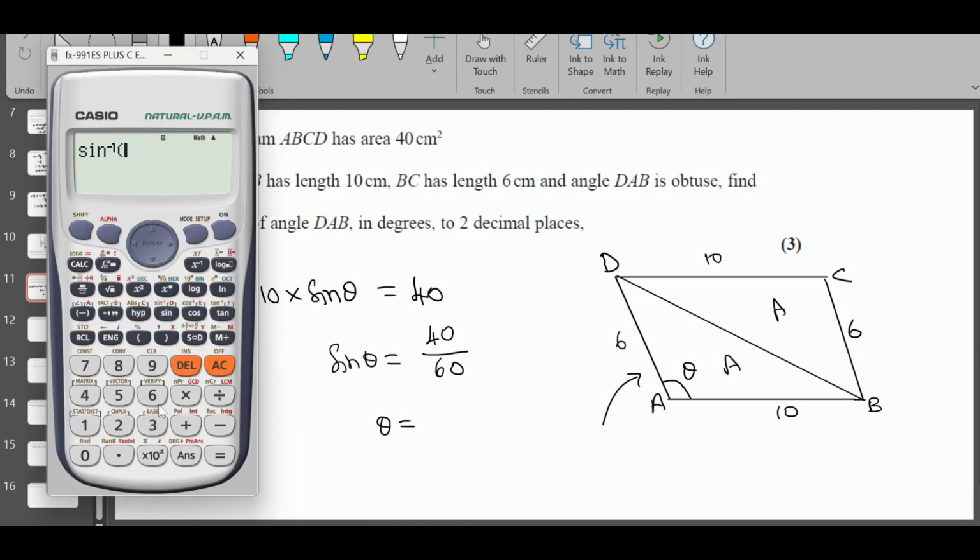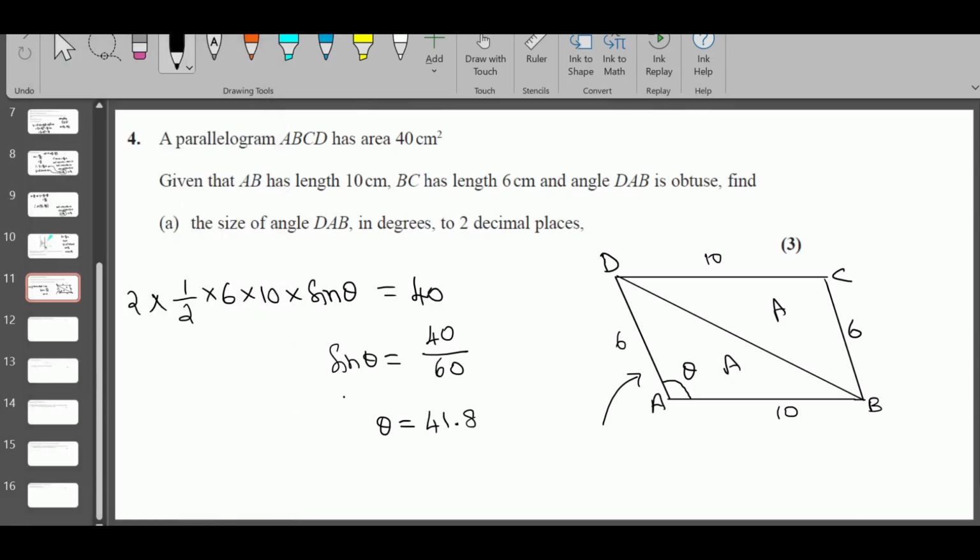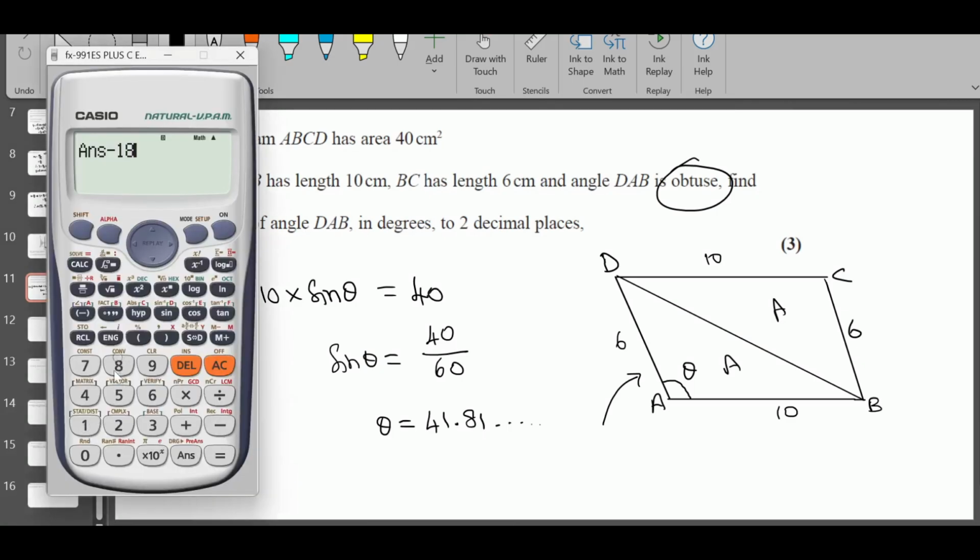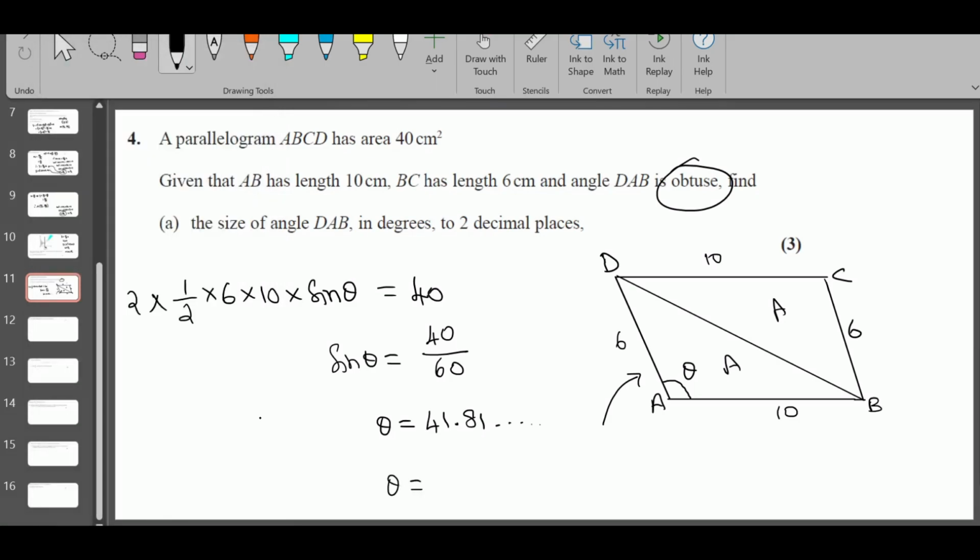Sine inverse of 4 over 6 is 41.81 dot dot dot. But the question clearly says it's an obtuse angle, so you need to take 180 minus this answer. They want the answer to 2 decimal places, so theta is 138.19 degrees.